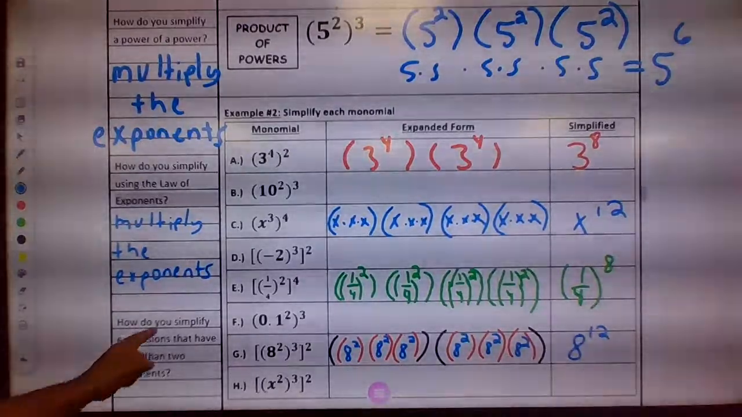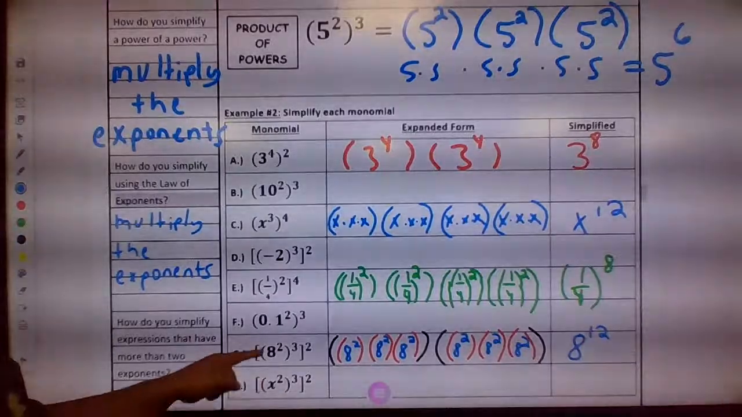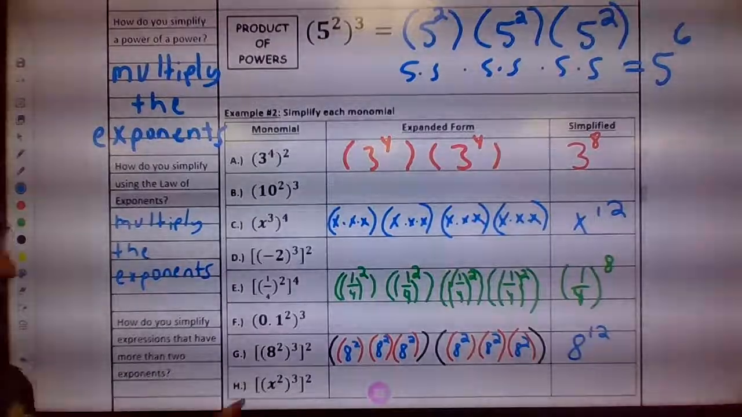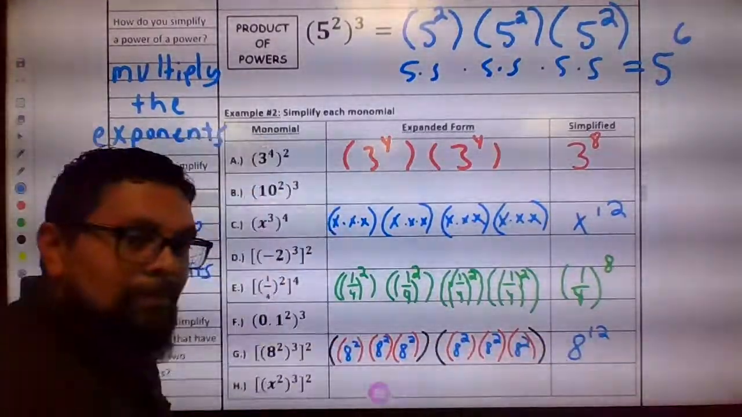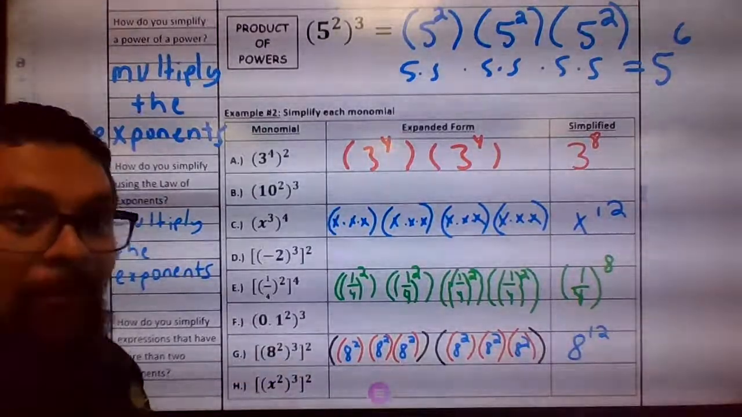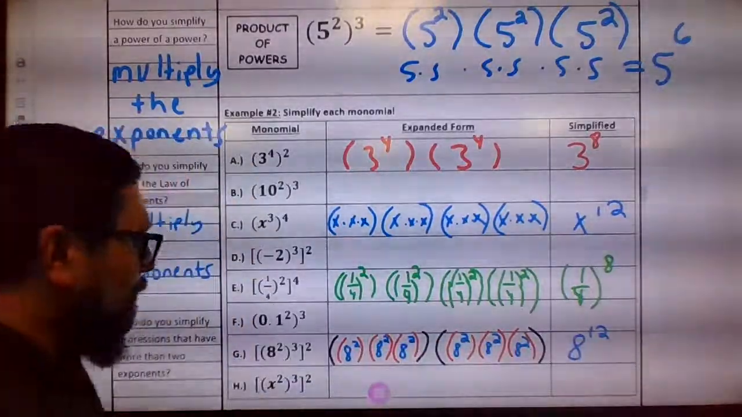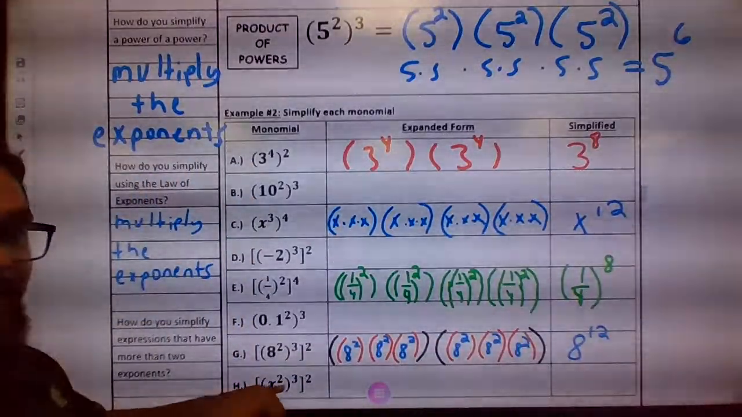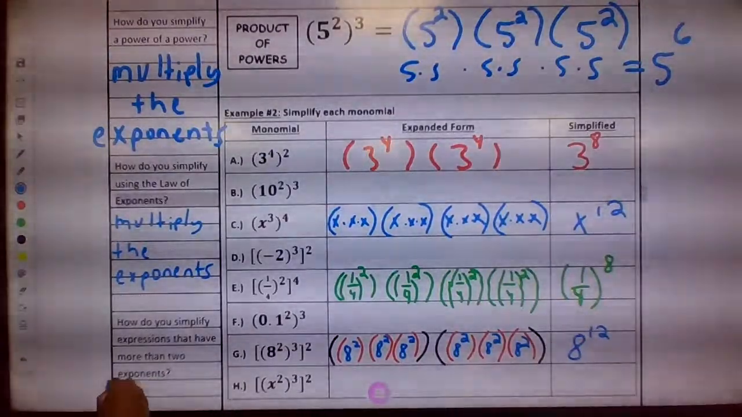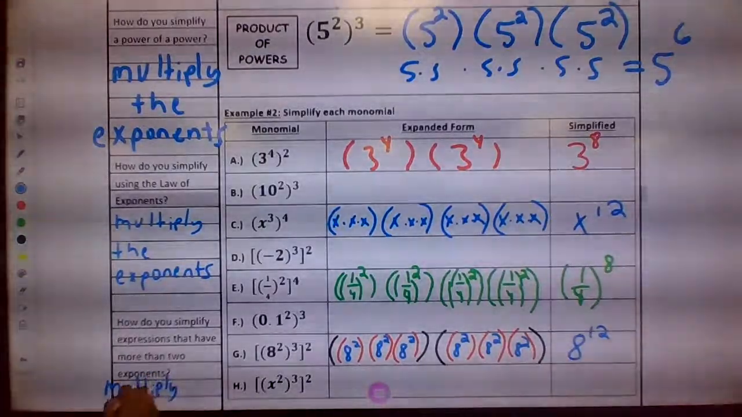Okay, how do you simplify expressions that have more than two exponents? So ones that look like this, how do you simplify them? What did we do here? We expanded them. That's one way. But the easier way is we multiply the exponents, right? 2 times 3 is 6, times 2 is 12. So you should be able to get this one too. Okay, so we multiply exponents.